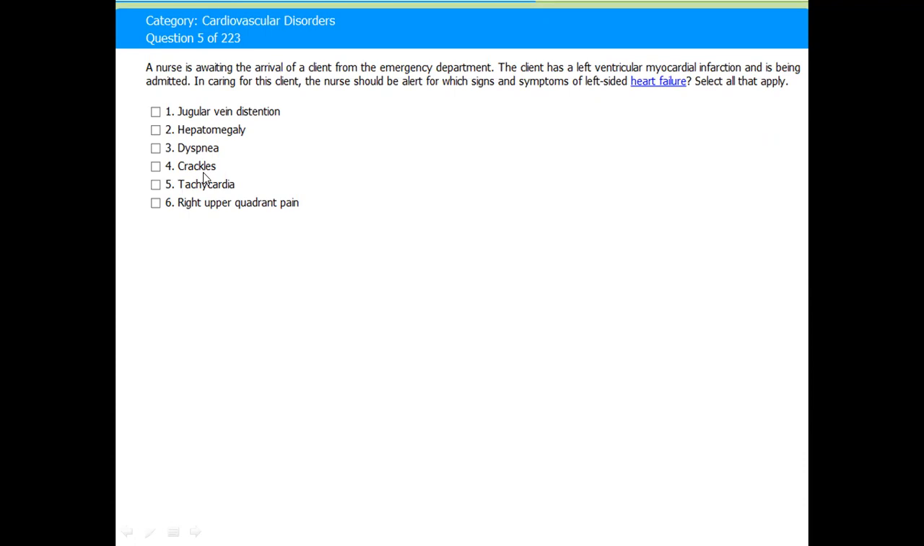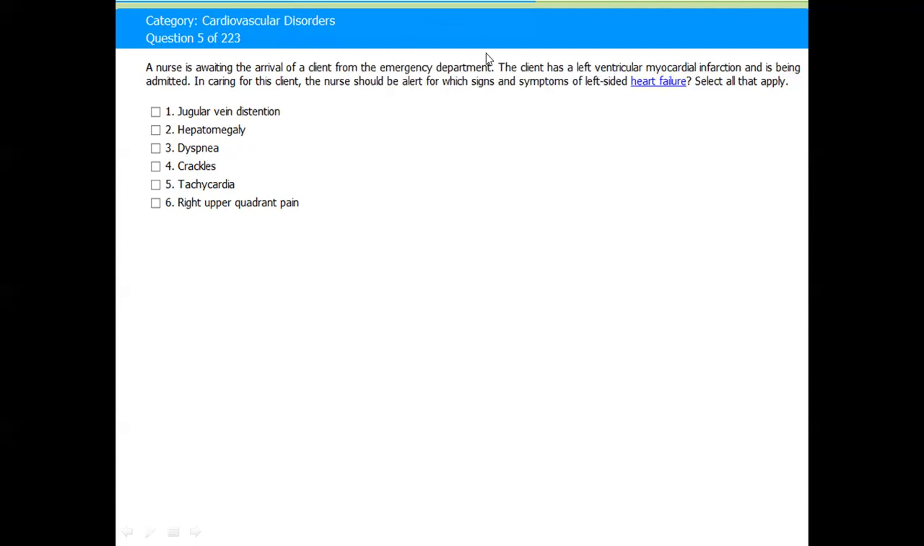If the patient has right side heart failure, the answer would be jugular vein distension, hepatomegaly, or right upper quadrant pain. Why am I confident? Why can I distinguish that these 3 are right side and these 3 are left side? Did I memorize them? The answer is no.